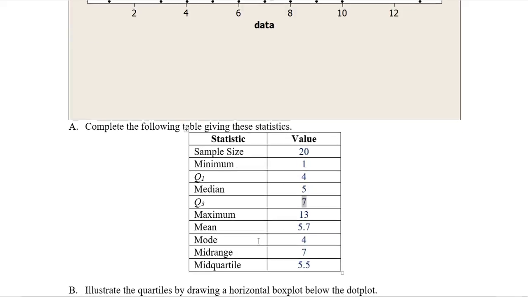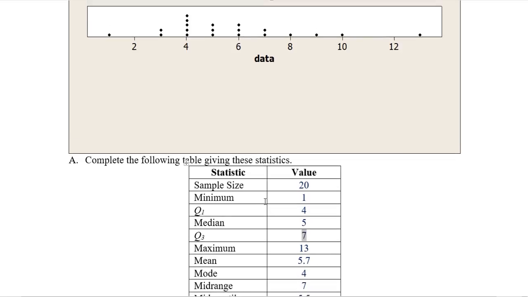Now finding the mean is a little bit harder to do. We have to actually add up the data values, all of them, and then divide by how many we have. So we're dividing by 20, but we have to actually add these up. So we'd say 1 plus 3 plus 3 plus 4 plus 4 plus 4 plus 4 plus 4 plus 5 plus 5 plus 5 plus 6 plus 6 plus 6 plus 7 plus 7 plus 8 plus 9 plus 10 plus 13. Add all those together and then divide by 20. And if I computed this correctly, that should be 5.7.